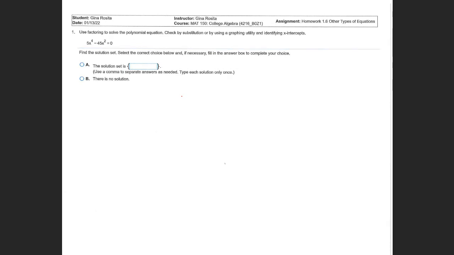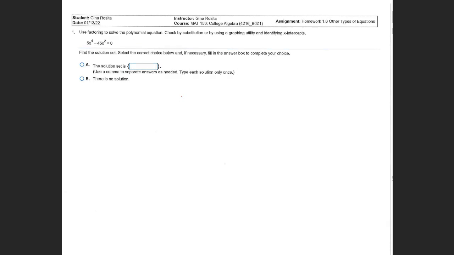To solve a polynomial equation, first make sure that the equation is in standard form. The standard form of a polynomial equation has 0 on one side of the equation, and the polynomial in descending powers of the variable on the other side. Look at the problem. 5x to the fourth minus 45x squared equals 0.